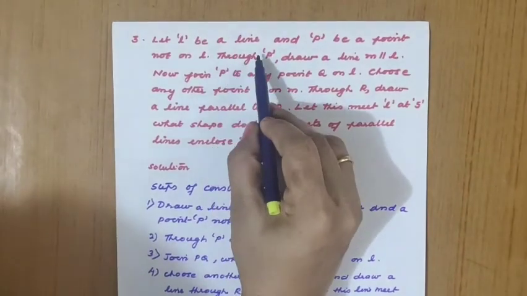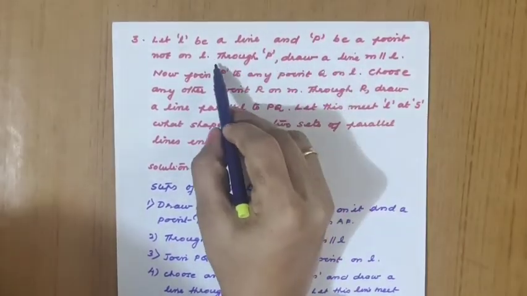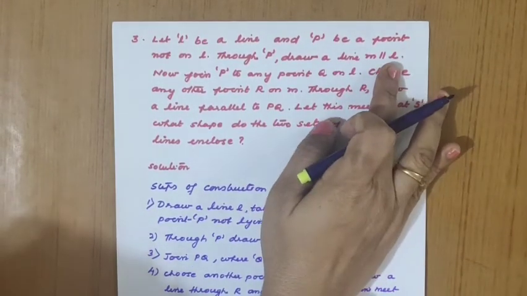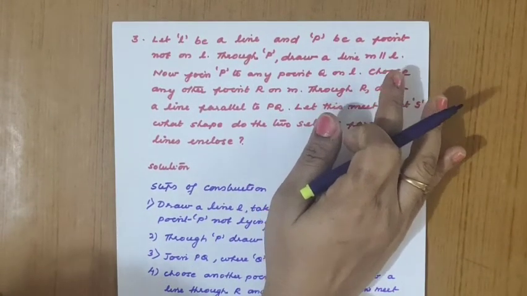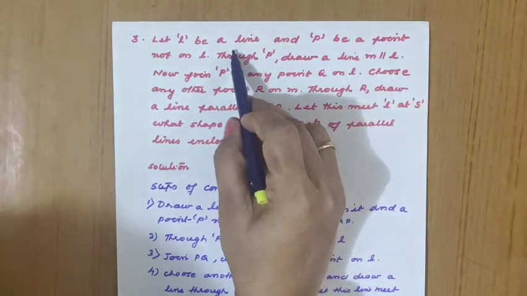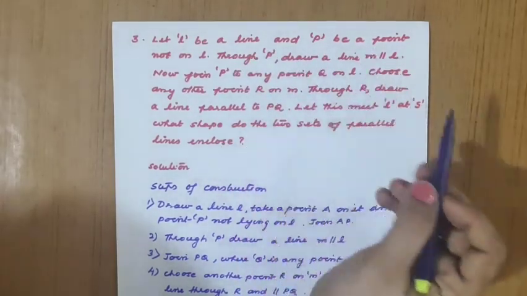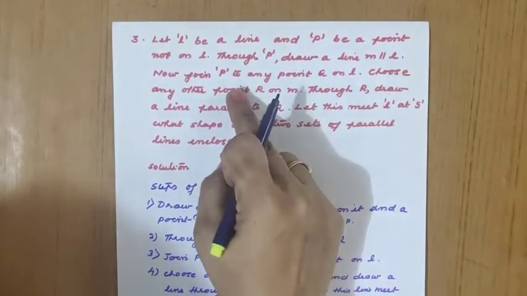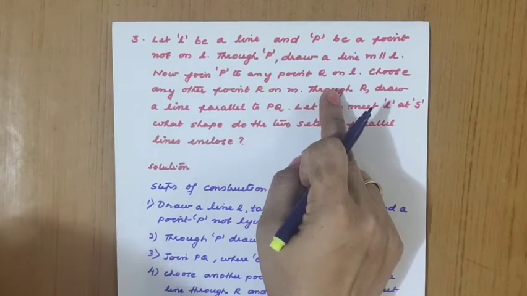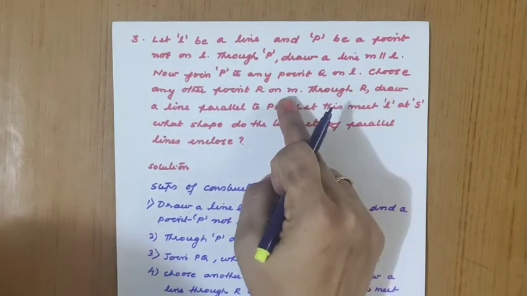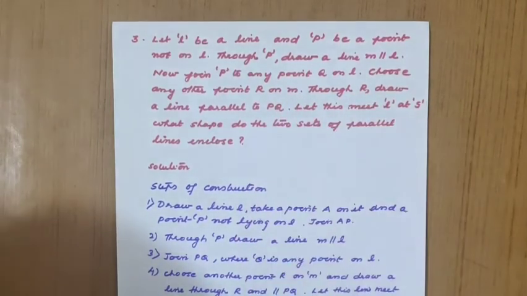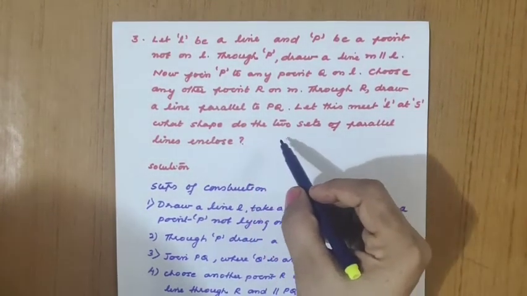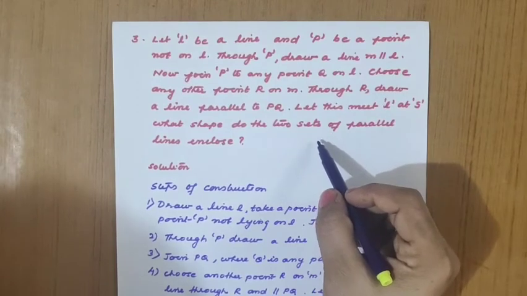Third question: let L be a line and P be a point not on L. Through P, draw a line M parallel to L. Up to here we have studied in question number 1 and the theory part. Now join P to any point Q on L. Choose any other point R on M. Through R, draw a line parallel to PQ. Let this meet L at S. Which shape do the 2 sets of parallel lines enclose?